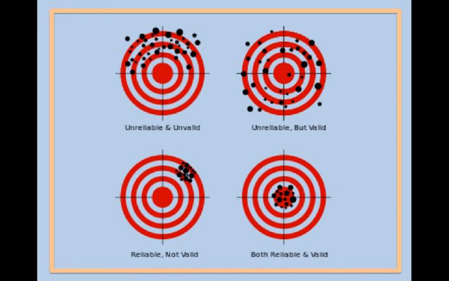The bottom left image shows dots that are all clustered together on the target in one place, so this represents a reliable measure. However, they only occupy a small portion of the target, so the measure is not valid. The final image on the bottom right shows all dots clustered together on the bullseye, representing a valid and reliable measure.